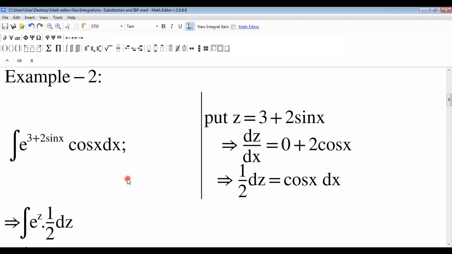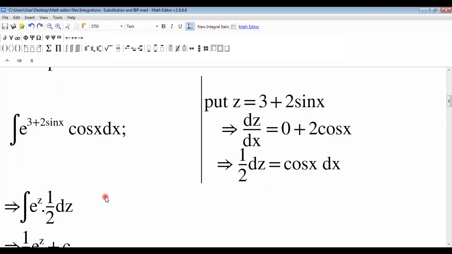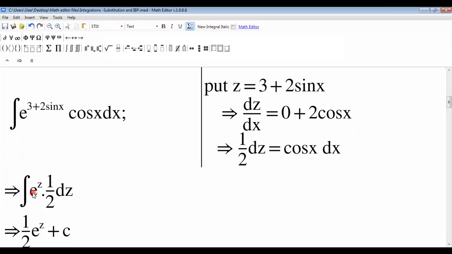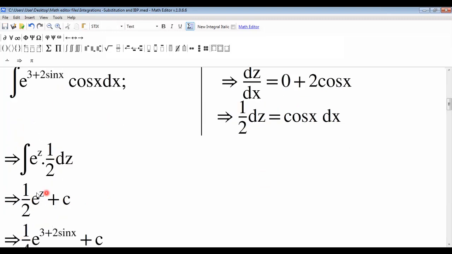So cos x dx means half dz. Cos x dx means half dz, and e to the power of the whole z, e to the power z. That means all x variables are converted to the z variable by substituting 3 plus 2 sin x. So half is the constant, half times e to the power z plus c.